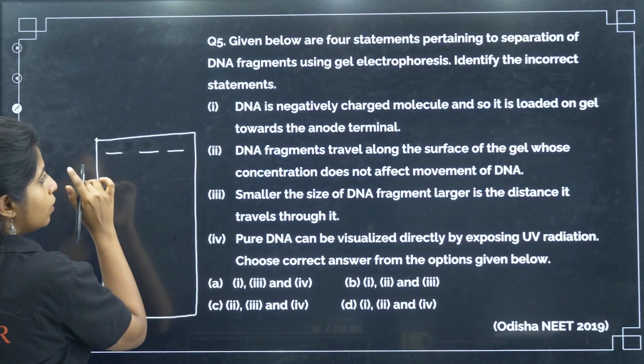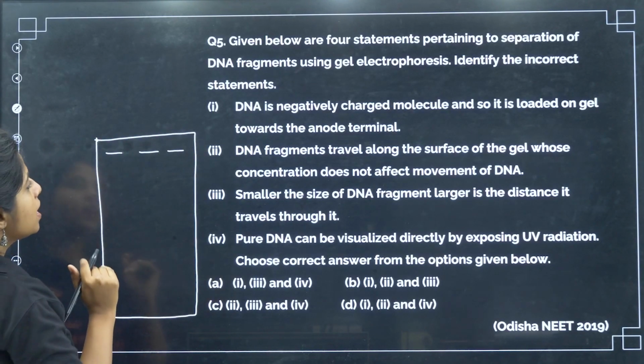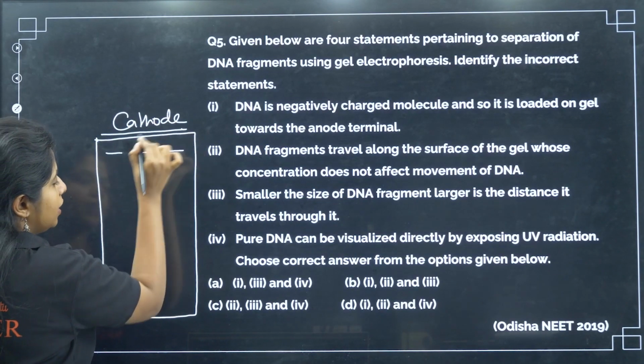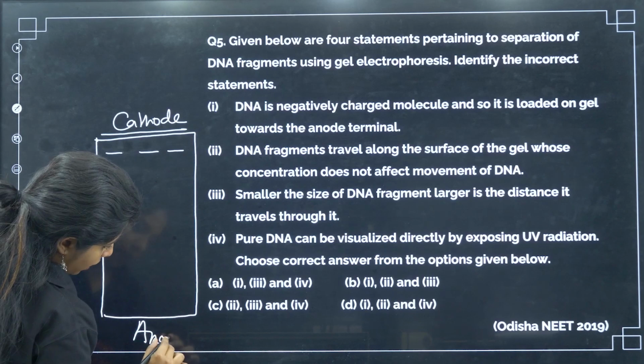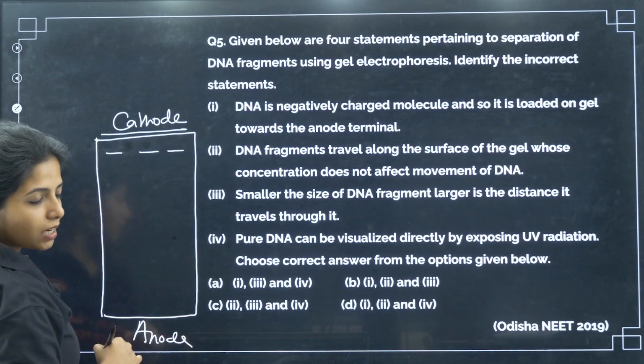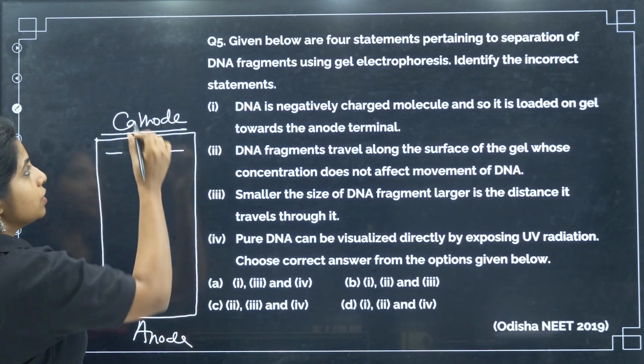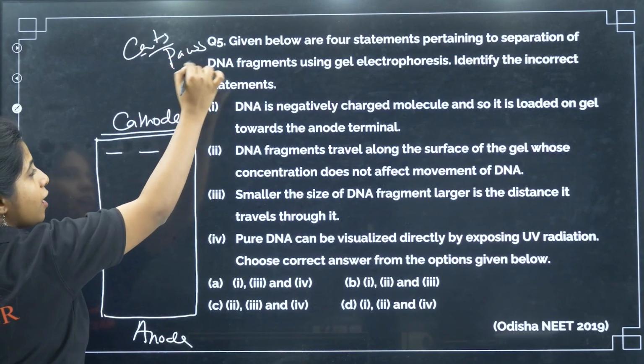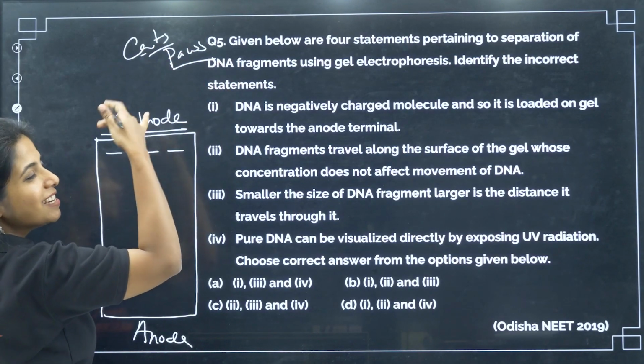So, my guys, over here, the DNA is kept. Suppose, over here you have cathode, and over here you have anode. Now, which one is positive, which one is negative? Cations are positive. Cats have paws. So, cations are positive. But cathode is negative.